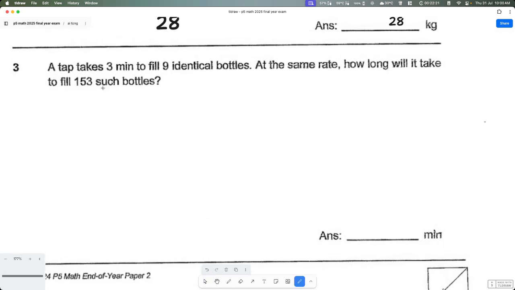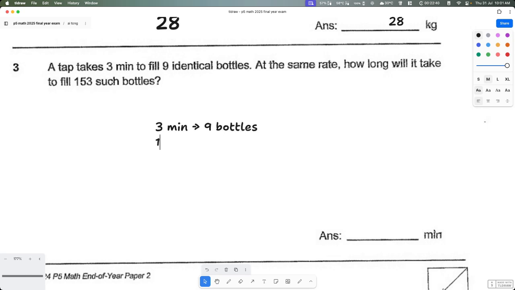Question number 3. A tap takes 3 minutes to fill 9 identical bottles. At the same rate, how long will it take to fill 153 such bottles? So that means 3 minutes will fill up 9 bottles. 1 minute will fill up how many bottles? 9 divided by 3, and this will give us 3 bottles.